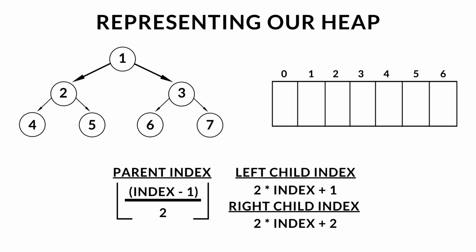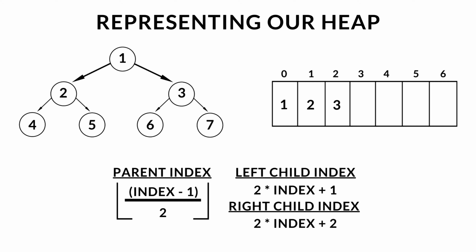First step, the root is always at index 0. So let's go ahead and store 1 at index 0. Next, let's calculate the root node's children. Using the left child formula, we use the root index, which is 0. So 2 times 0 plus 1 will give us the index of 1. So we store 2 at index 1. Calculating the right child, we get 2 times 0 plus 2 will give us the index of 2. So we store 3 at index 2.